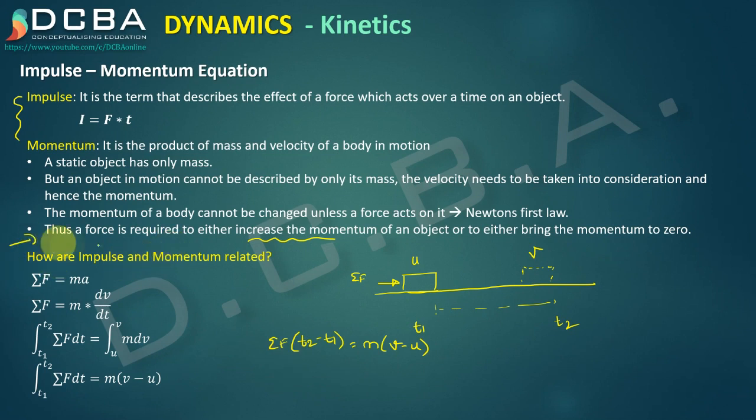From this statement we see that a force is required either to increase the momentum of an object or to decrease its momentum. So this is that force, summation F, which is changing the momentum of this object from mu to mv.